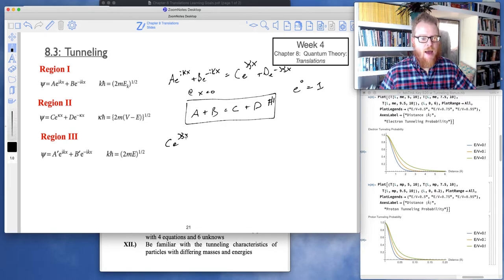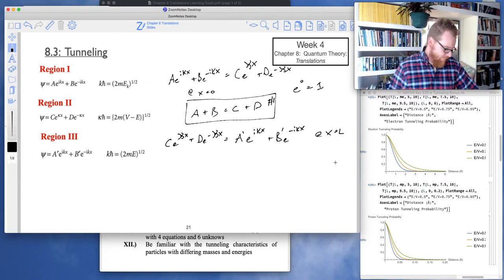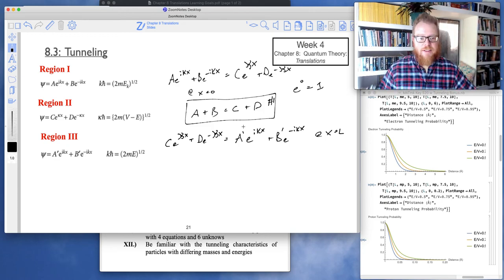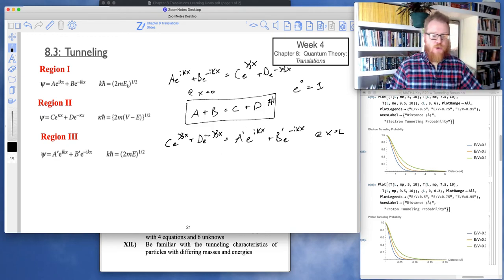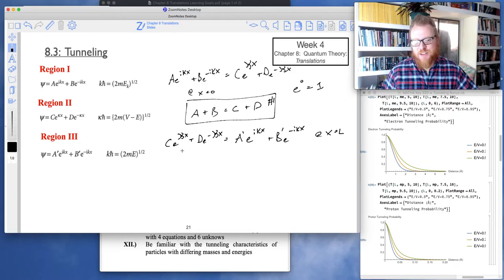C e^(κx) + D e^(-κx) equals the region 3 solution, which is going to be A' e^(ikx) + B' e^(-ikx). And of course, this is at x equals L. And so now when I substitute that value of L, I unfortunately don't eliminate all of these e's, but that's okay because it gives me another nice condition.